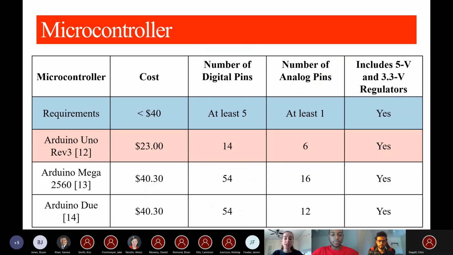The microcontroller selected for GAS must have at least 5 digital pins, 1 analog pin, and include both 5 volt and 3.3 volt regulators. All the microcontrollers that we looked at met these 3 basic requirements. However, we selected the Arduino Uno Rev 3 as our microcontroller because it met all the requirements and it also had a lower cost than both the Mega and the Due.